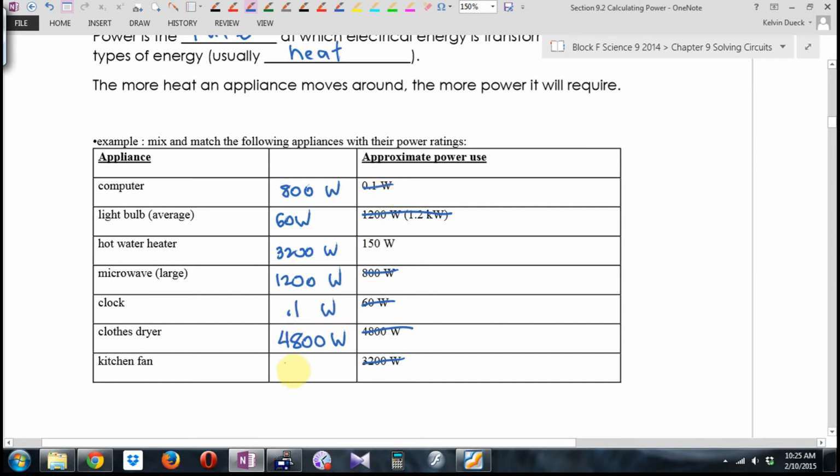150 watts. So you need more than a light bulb to power a kitchen fan, because it does have an electric motor. And if you have your fan on, if you feel the housing, you will feel that the motor is getting a little bit warm.